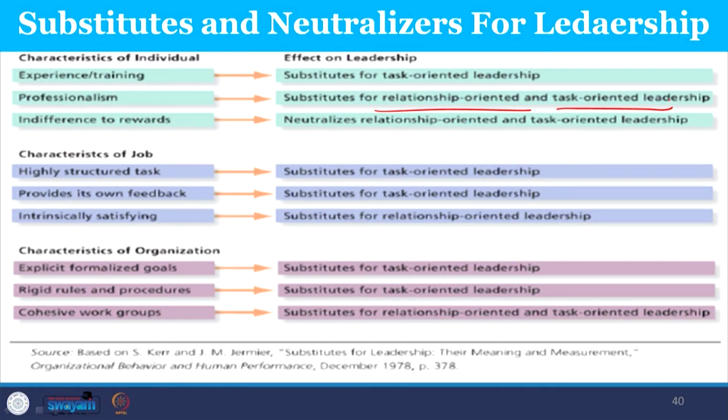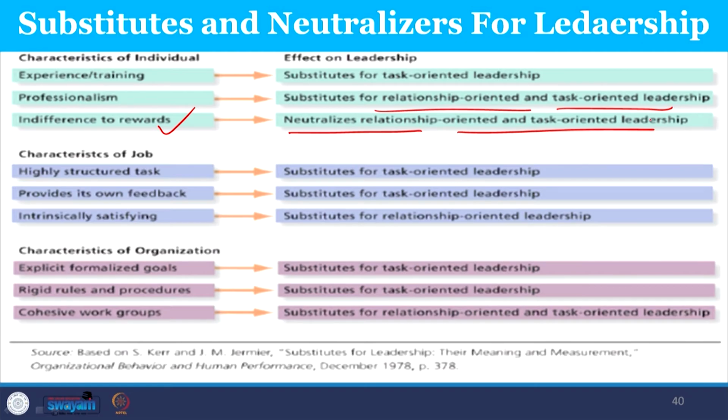Indifference to rewards, when the subordinate is completely not motivated by rewards. So, what should be the leadership style when the subordinate cannot be motivated by the reward? It neutralizes relationship orientation and task oriented leadership behavior.